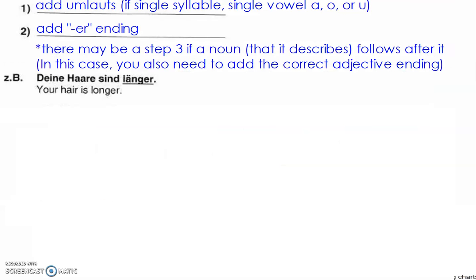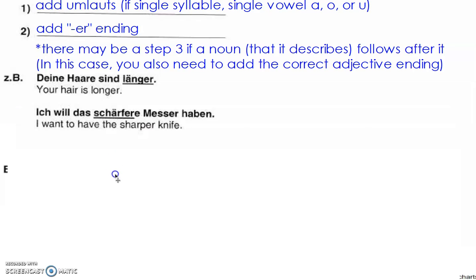Deine Haare sind länger. Your hair is longer, or your hairs are longer. This one doesn't have an adjective ending. It is just the comparative form. So we get lang. We add umlauts because it's a single syllable, single a, o, or u vowel. And then we add our -er. Deine Haare sind länger.